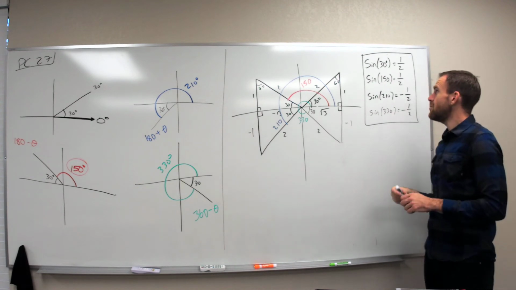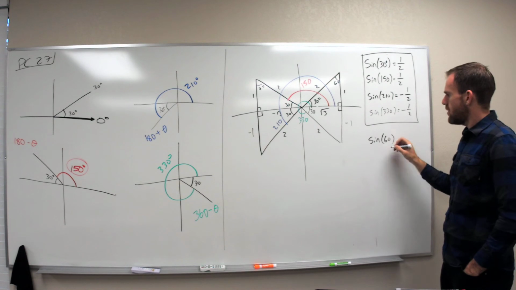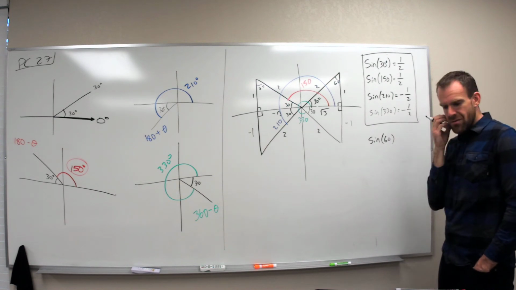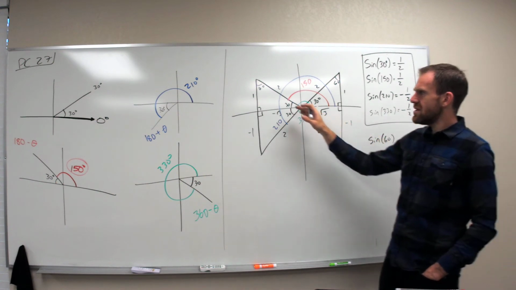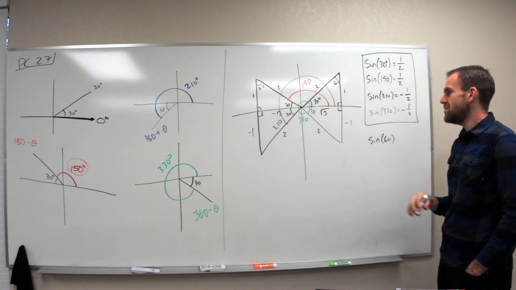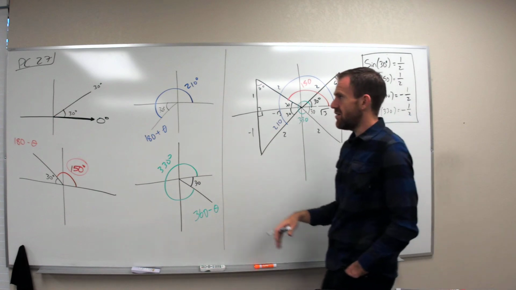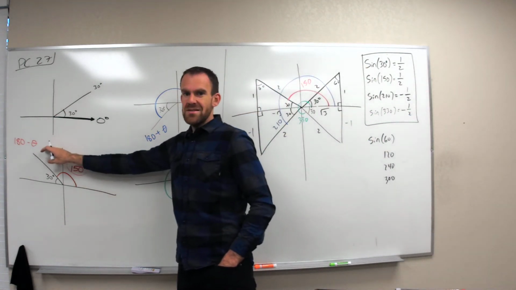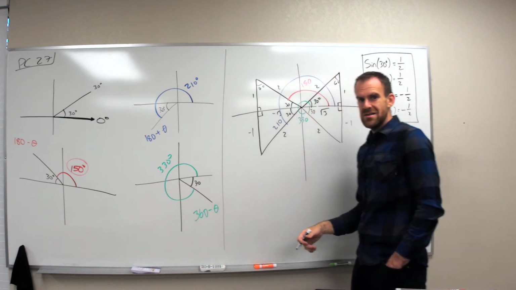Now, can I do the same with 60? Sure, right? So 60 degrees, what are the corresponding angles in the different quadrants for 60? Well, 60 is going to be 120, 240, and 300, using these formulas here, right? 180 minus the angle, 180 plus the angle, and 360 minus the angle.